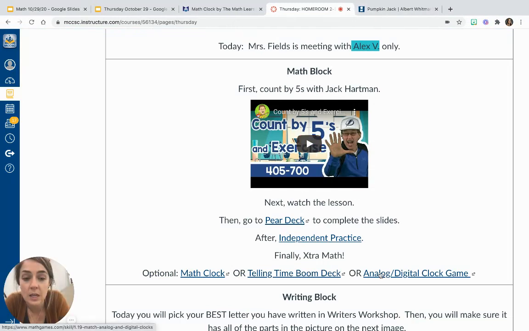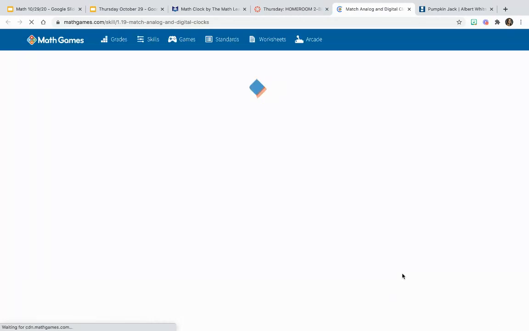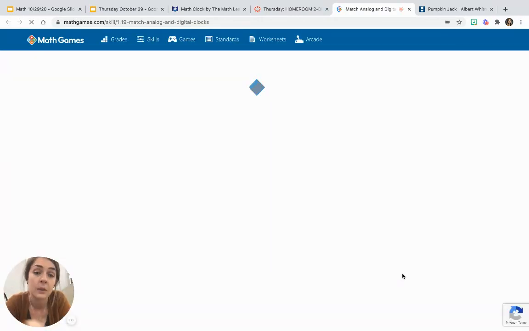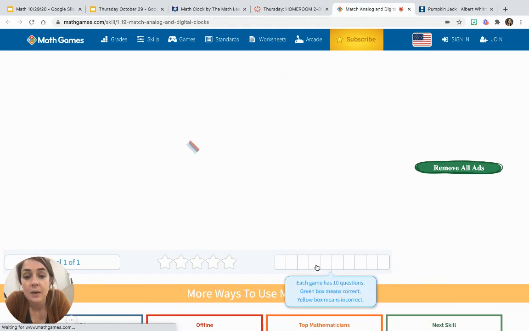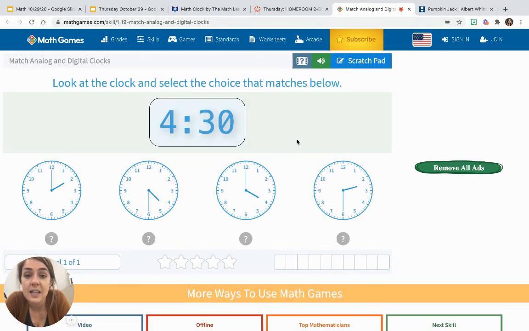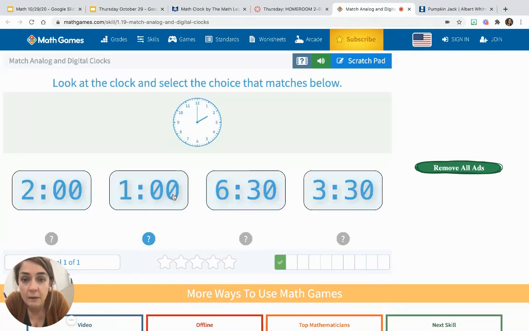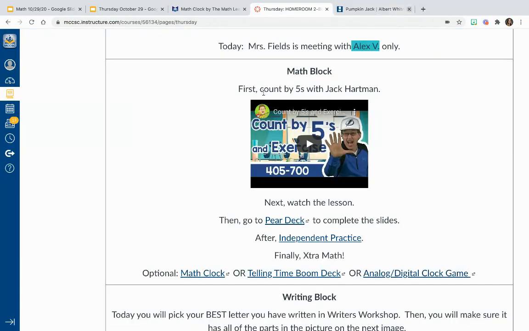Then the last one, this is one that might not work on your iPads. It might be one of those crazy things that's blocked, which is frustrating. But if it does work, it works on mine, but that's not saying anything. It will be the same thing. So it says, look at the clock and select the choice that matches below. So it gives you a time in digital, and then you have to click the correct analog clock. So this is 4:30. So I need to look at all my clocks and pick the right one. So this one says 4:30. So just another way to practice.